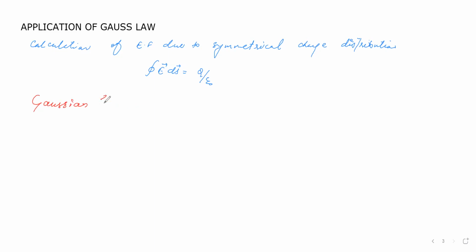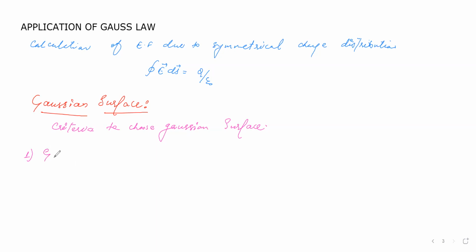Gaussian surface. What is a Gaussian surface? Note it down, please. We are going to understand the criteria to choose a Gaussian surface. The first criterion of a Gaussian surface is that your surface should be closed.